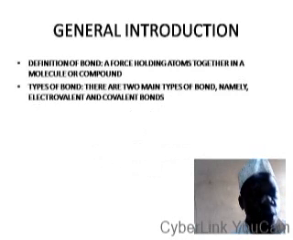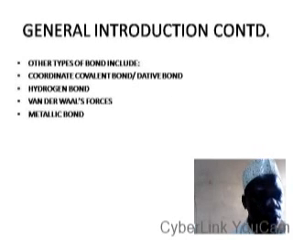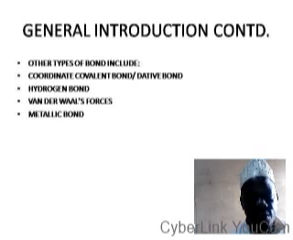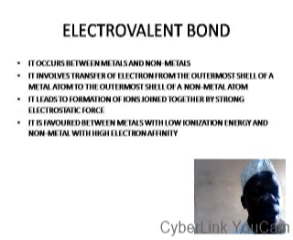Now, chemical bond. A bond is a force holding atoms together in a molecule or a compound. There are different types of bond. Among them, the two most important ones are electrovalent, otherwise called ionic bond, and covalent bond. Other types include coordinate covalent bond, also called dative bond, hydrogen bond, Van der Waals forces, and metallic bond. Let's look at each of the bonds one after the other.